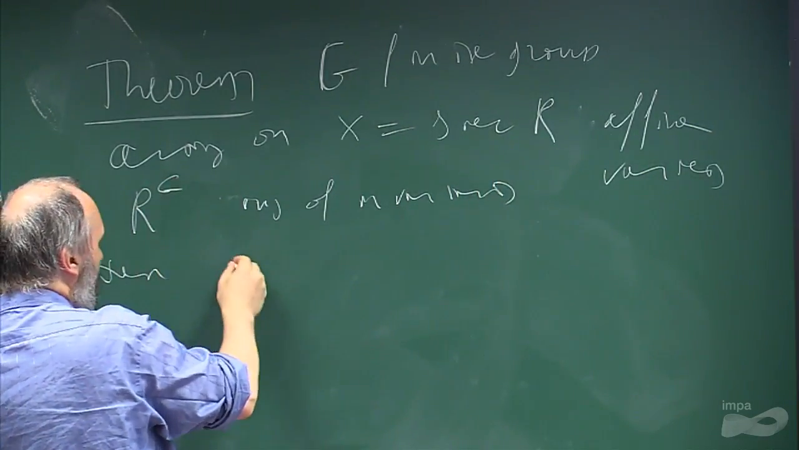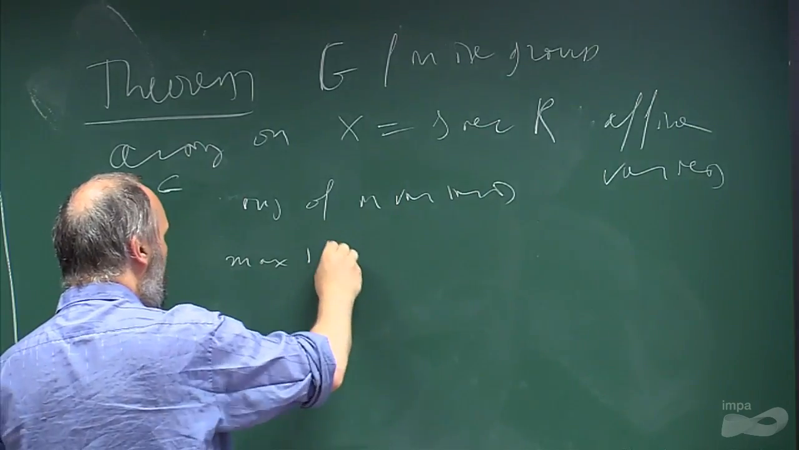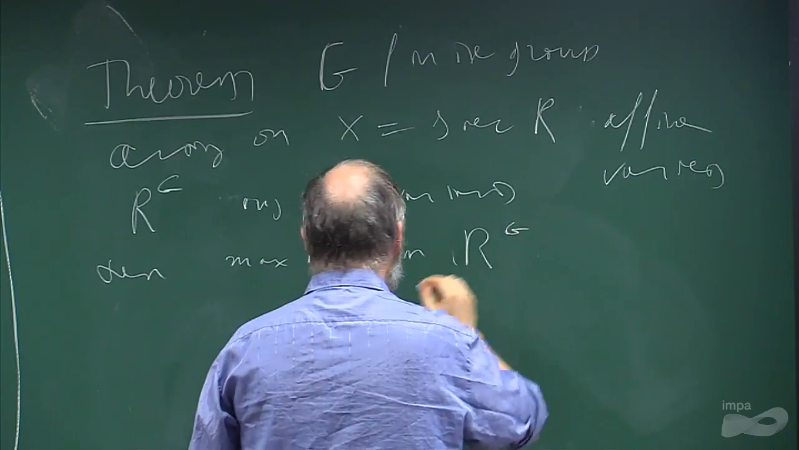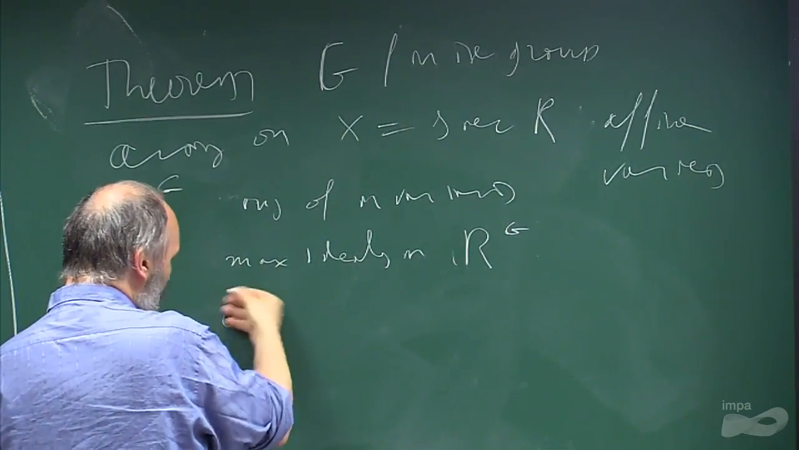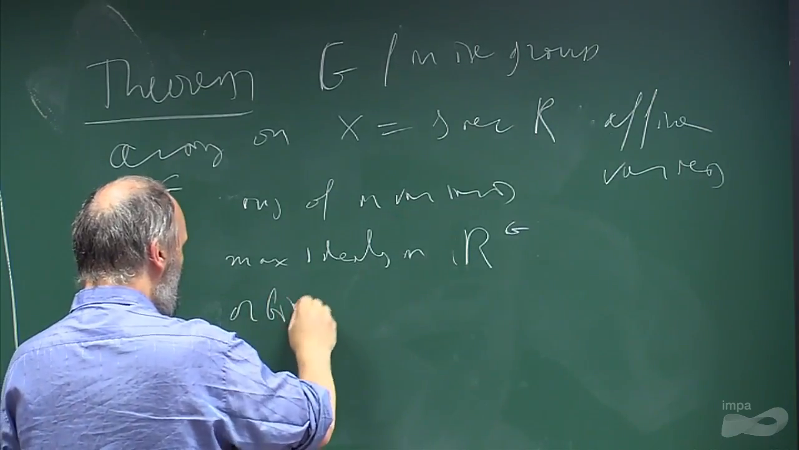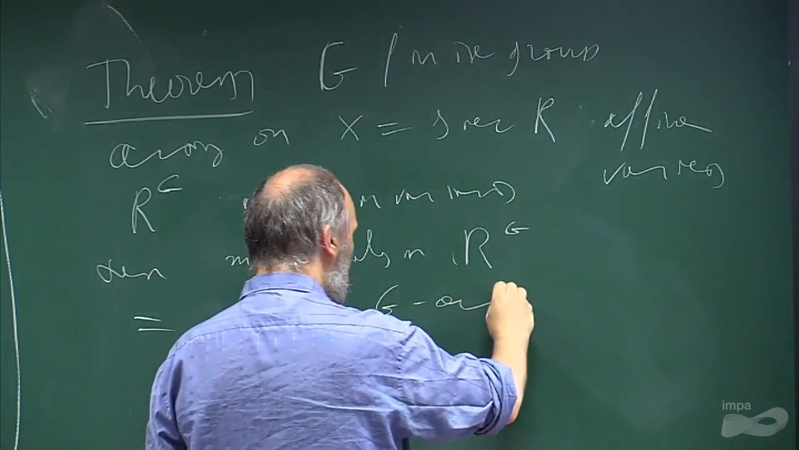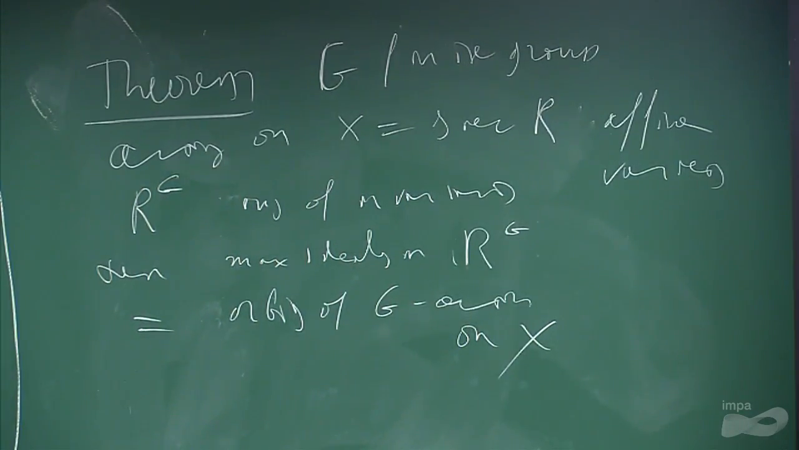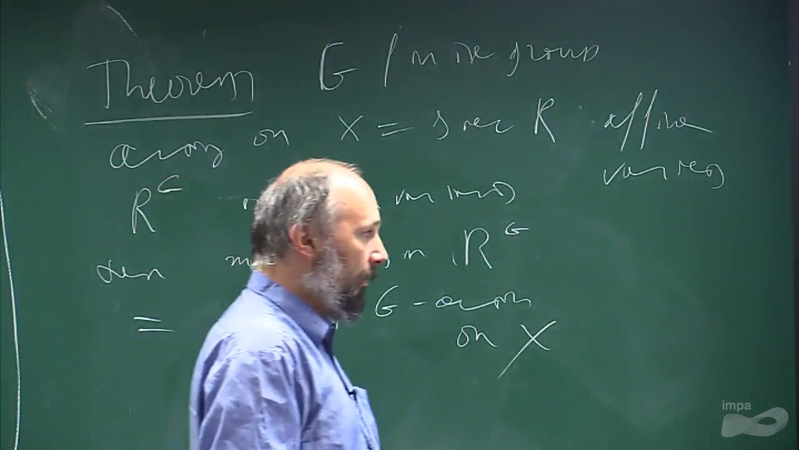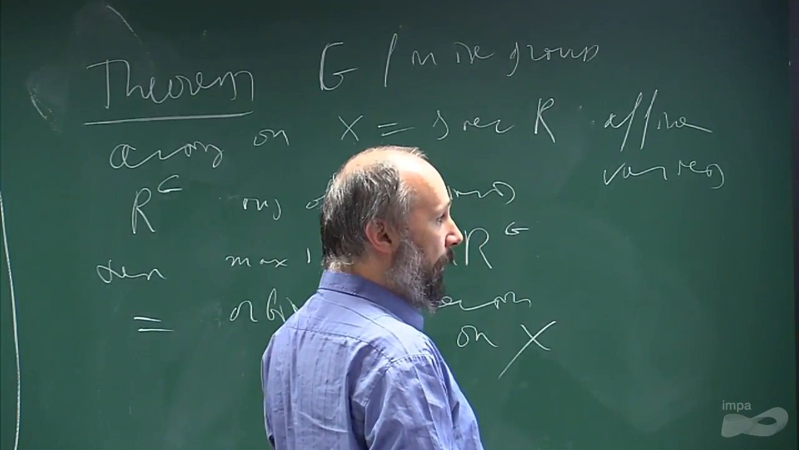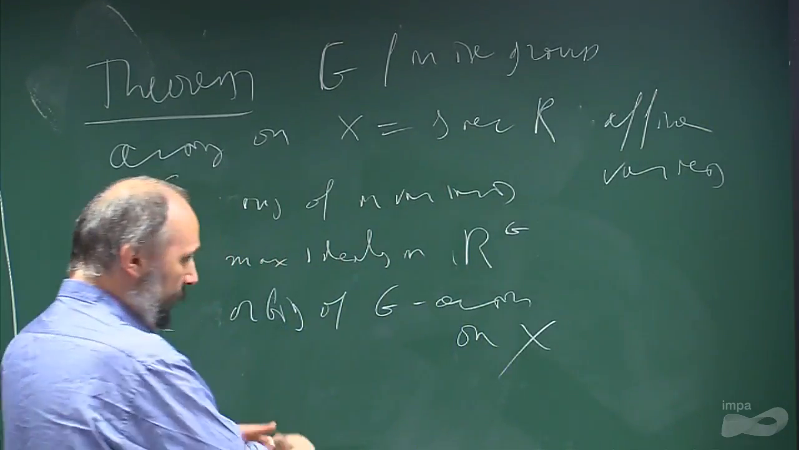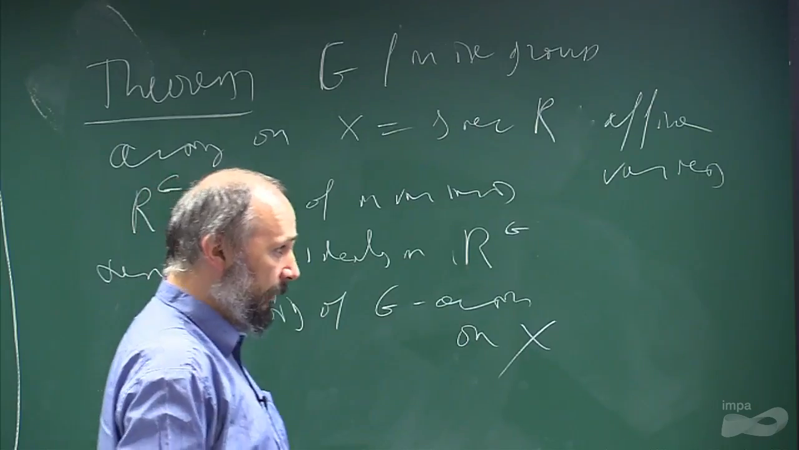Then maximal ideals in R^G are the same as G orbits of the G action on X. So in the case that you mentioned, there's just one orbit, which corresponds to 0, where the action is trivial. But it is still the quotient. Okay, this is how geometry corresponds to algebra for the quotient maps.